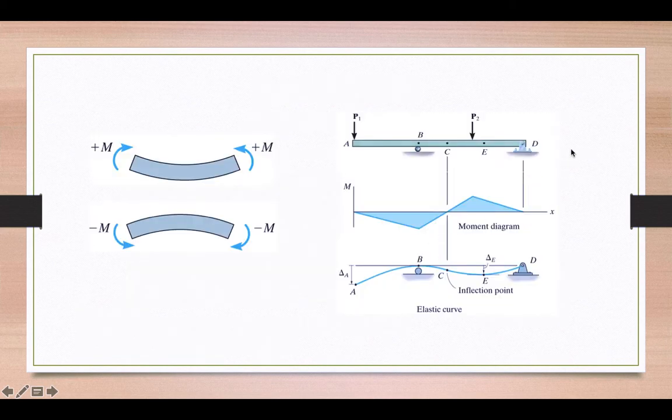So here's just an illustration showing the relationship between the moment diagram and the elastic curve. In a region where a positive moment exists, it will be apparent that the beam will be curving upwards. In a region where a negative moment exists, the beam will be curving downwards.